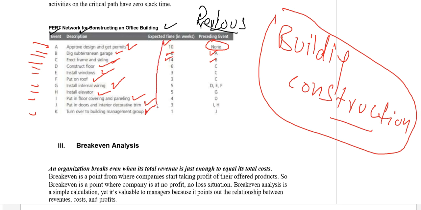The time frame for all activities is given, and we have also mentioned after which activity each has to be done, and we have given the names of all the activities here also. So there are 3 different techniques of scheduling we have studied. Number 1, Gantt chart. Number 2, load chart, and number 3, PERT.